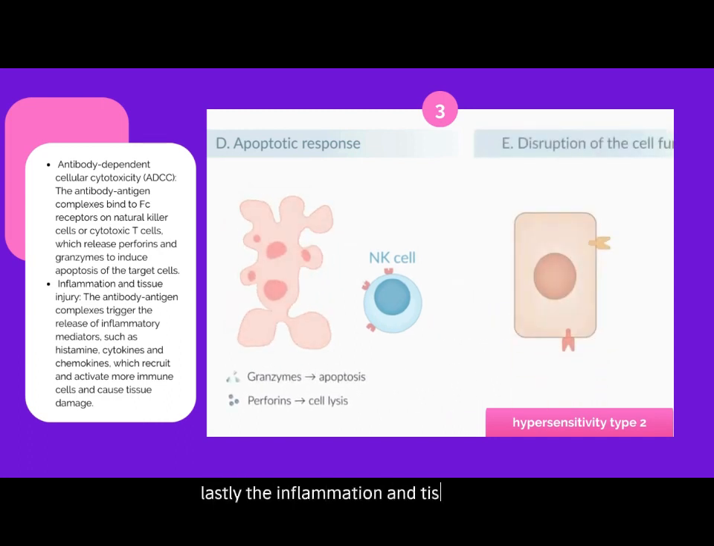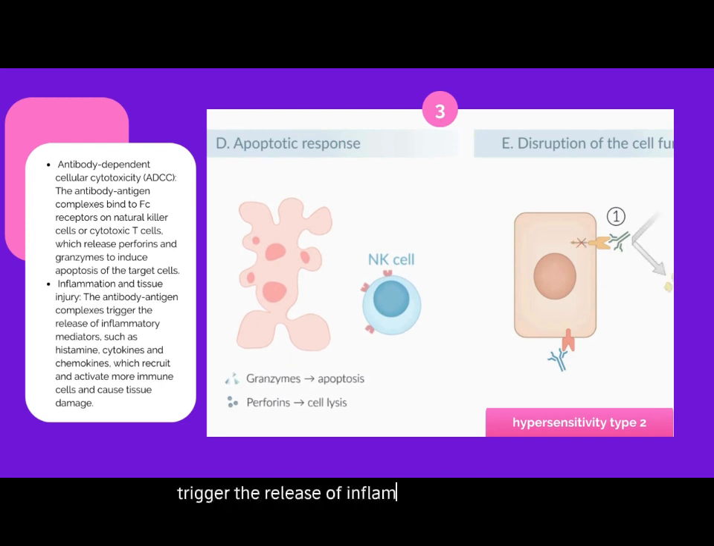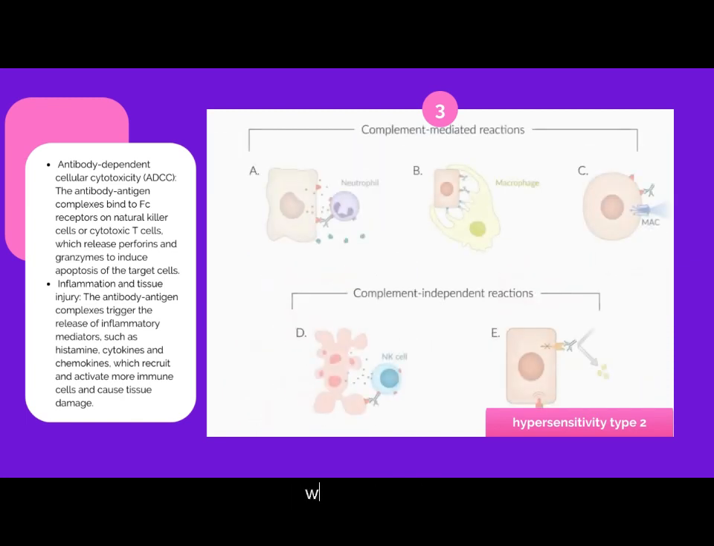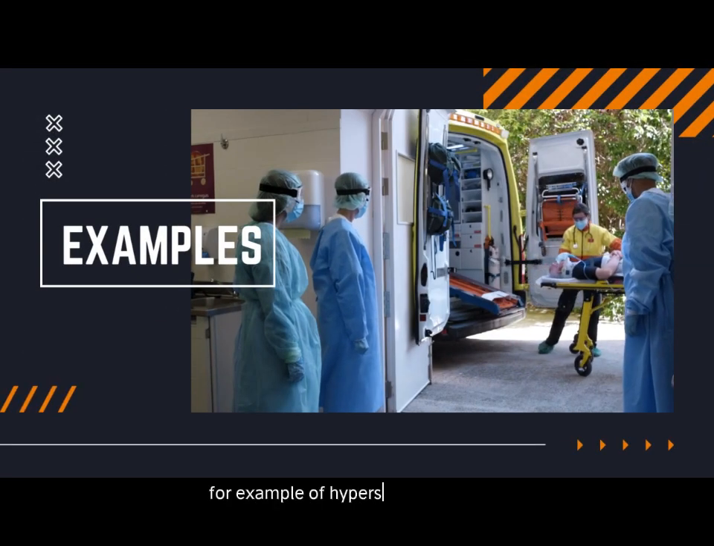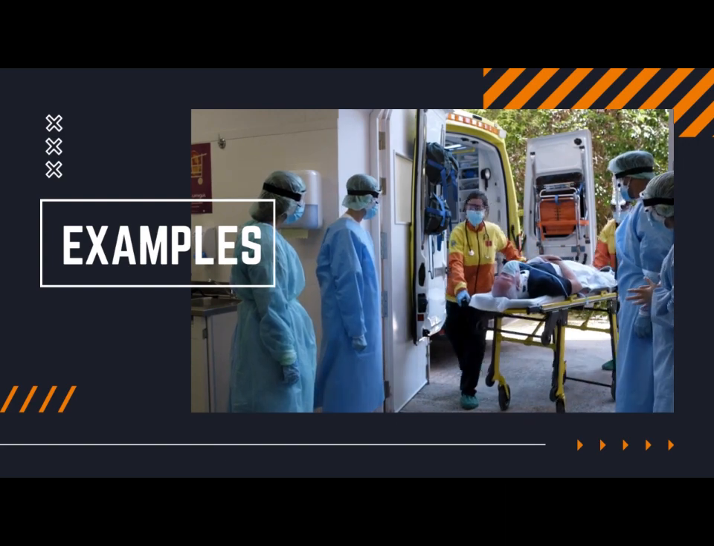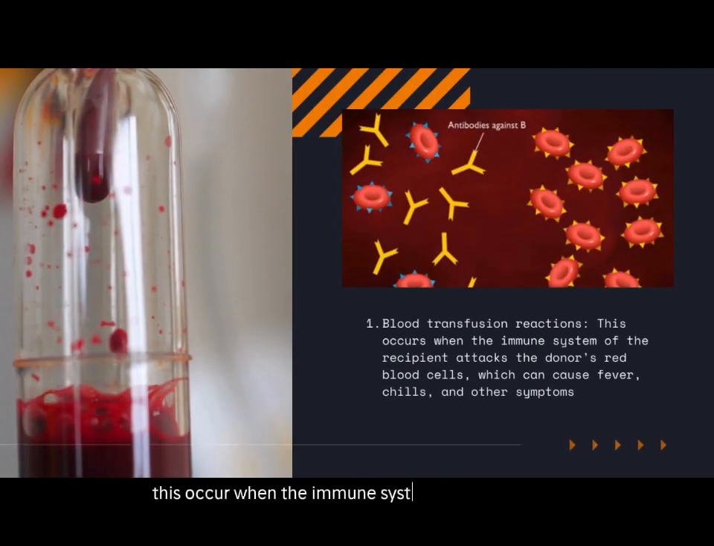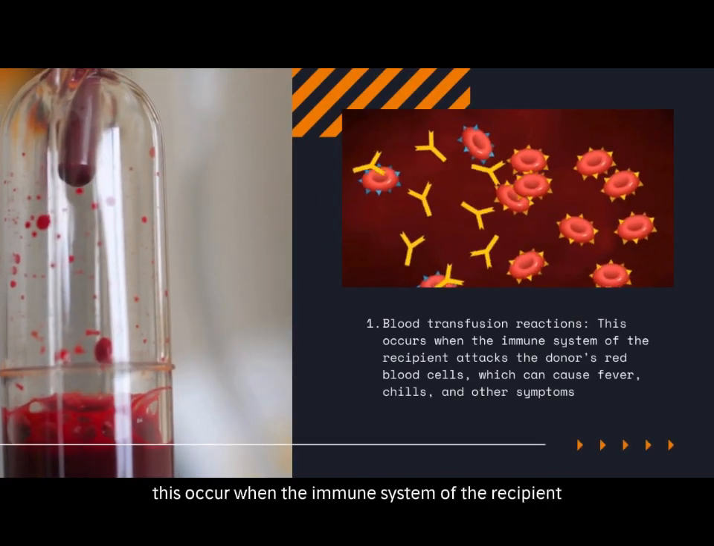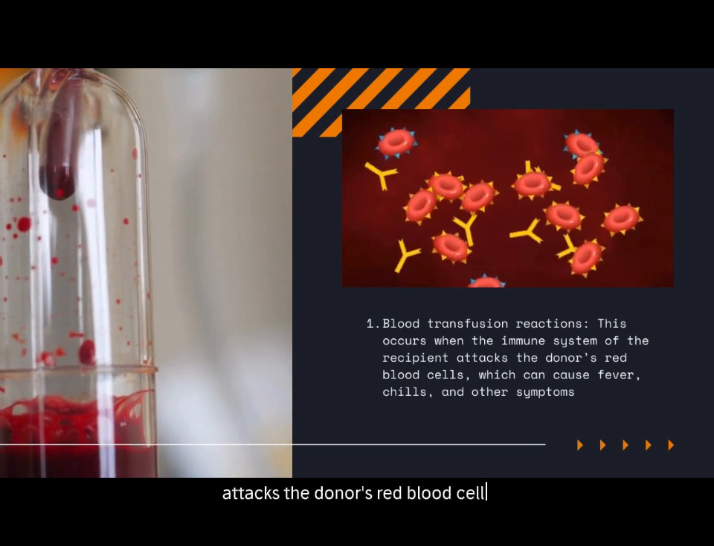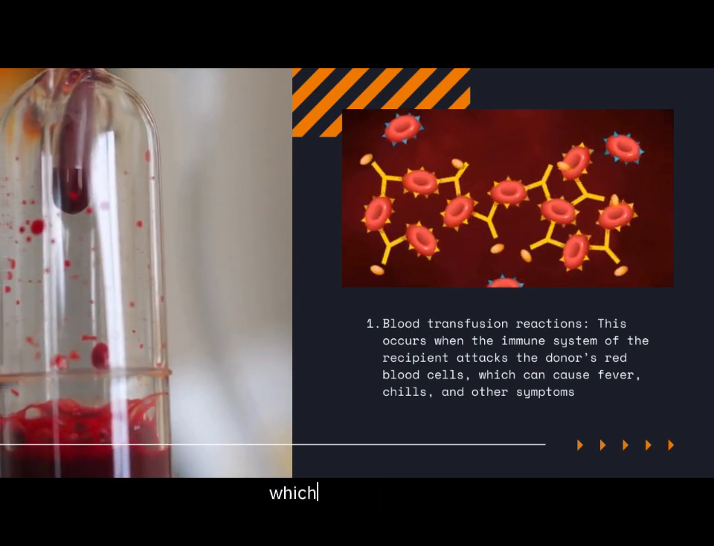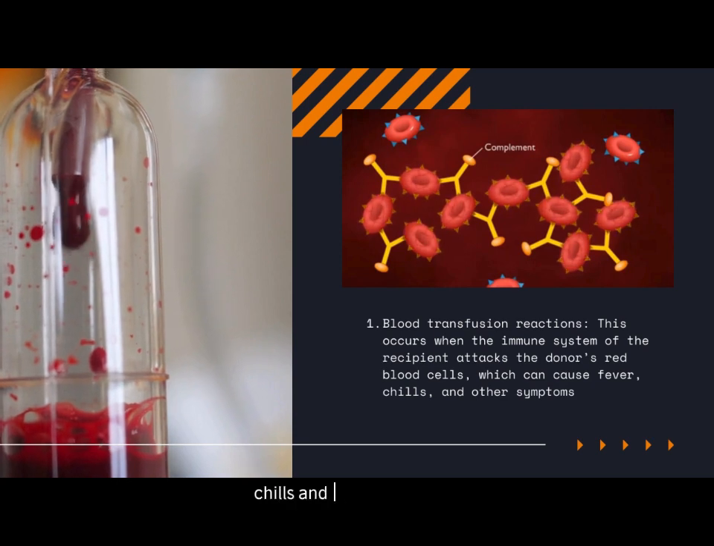Lastly, inflammation and tissue injury. The antibody-antigen complexes trigger the release of inflammatory mediators such as histamine, cytokines, and chemokines, which recruit and activate more immune cells and cause tissue damage. For example of hypersensitivity type 2, the first one is blood transfusion reaction. This occurs when the immune system of the recipient attacks the donor's red blood cells, which can cause fever, chills, and other symptoms.